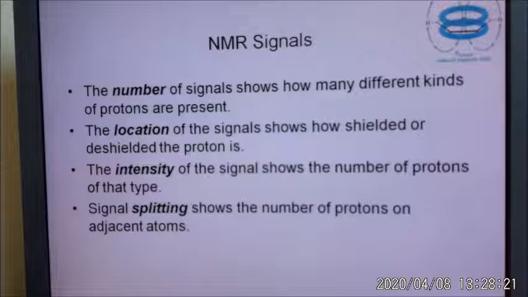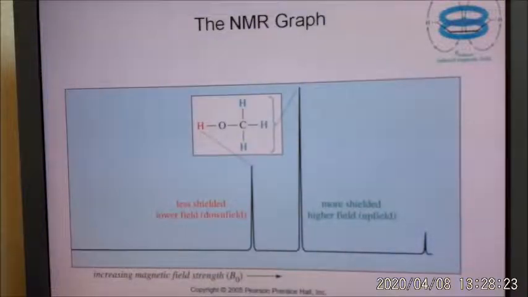Who are my neighbors? Okay, so let's take a very simple graph of methanol. We said this was more shielded because it's on a carbon. So it's going to be what we call upfield.